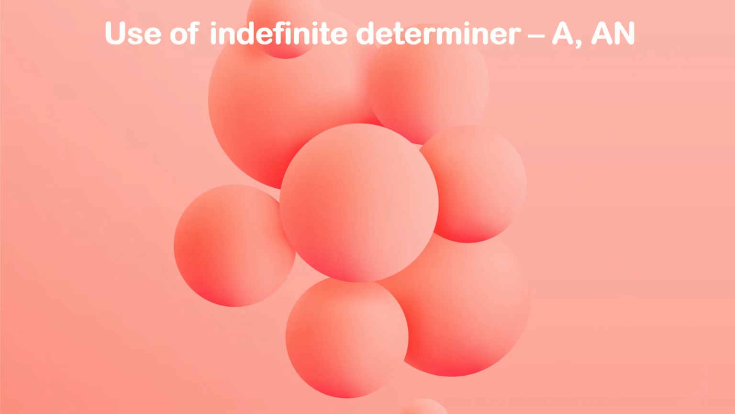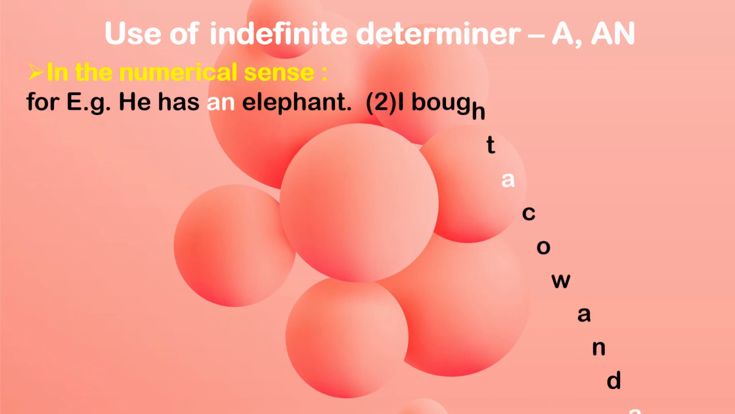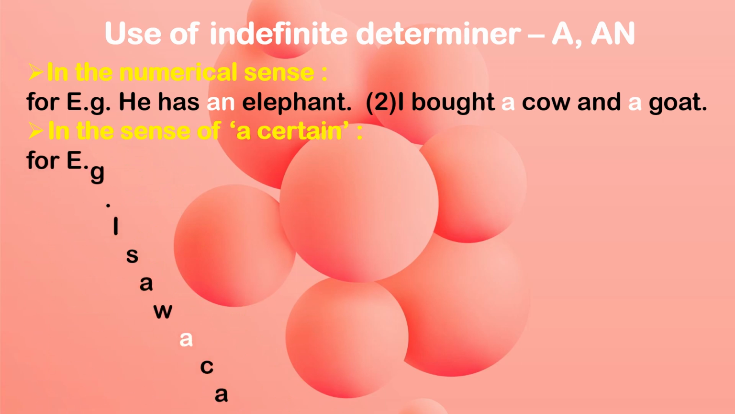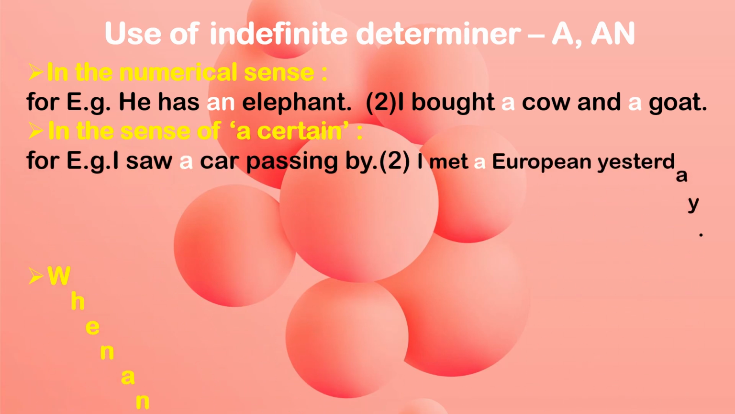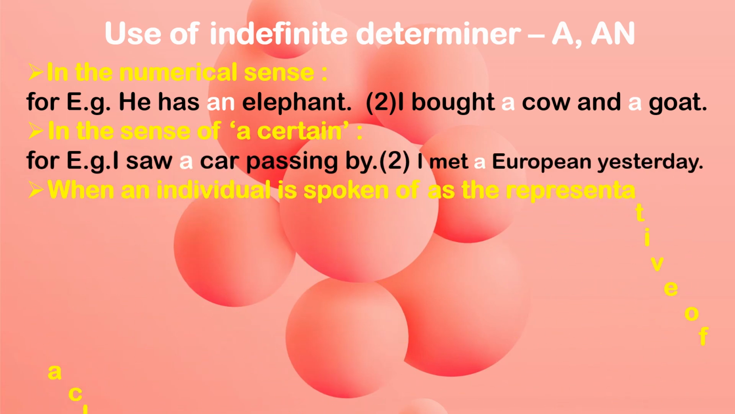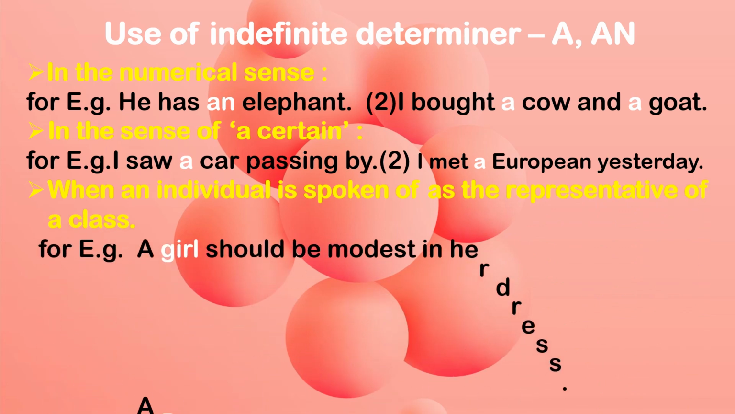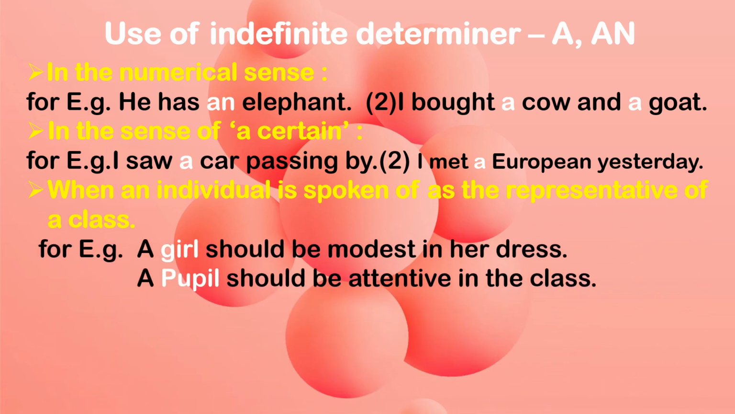Use of the indefinite determiners a and an. Let us see where these letters are used. First, in the numerical sense. Suppose you are telling about the number of things, you are pointing out the number of a noun, then we use a or an. Here, children, a and an show one, singular. Example, he has an elephant. So we are talking about only one elephant.